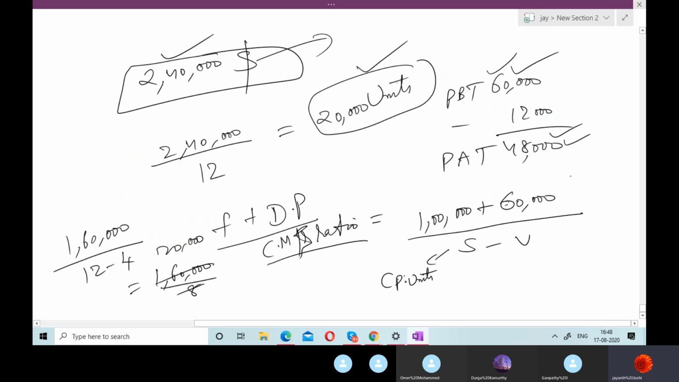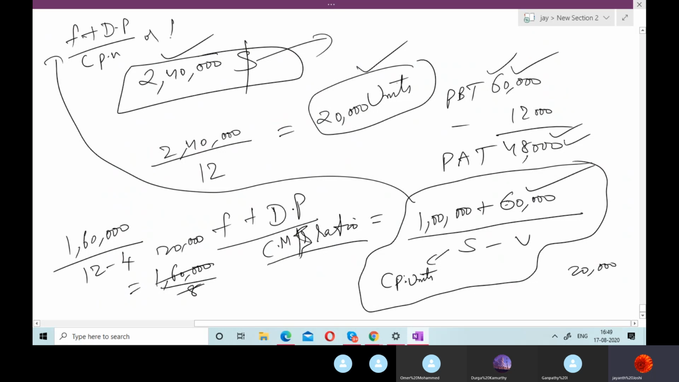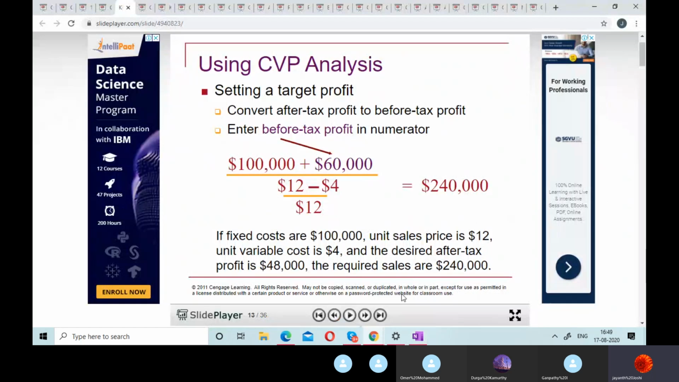Okay. So if someone tells you what is the number of units the company should sell to get a desired profit of 60,000, so those number of units are nothing but 20,000 units. And how you got this? The formula is fixed cost plus desired profit by contribution per unit, or fixed cost plus desired profit by sales minus variable cost per unit. Okay, fine. So you have got everything right now. How many units to sell is known, and how much sales in dollar terms to make is also known.